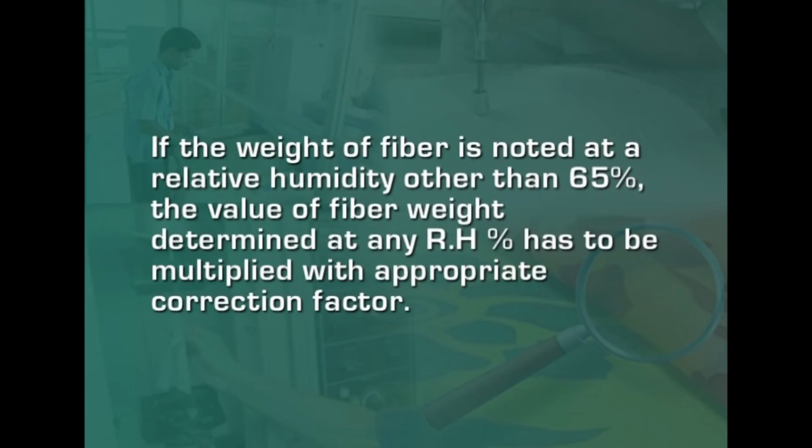If the weight of the fiber is noted at a relative humidity other than 65%, the value of the fiber weight determined at any relative humidity percentage has to be multiplied with an appropriate correction factor.